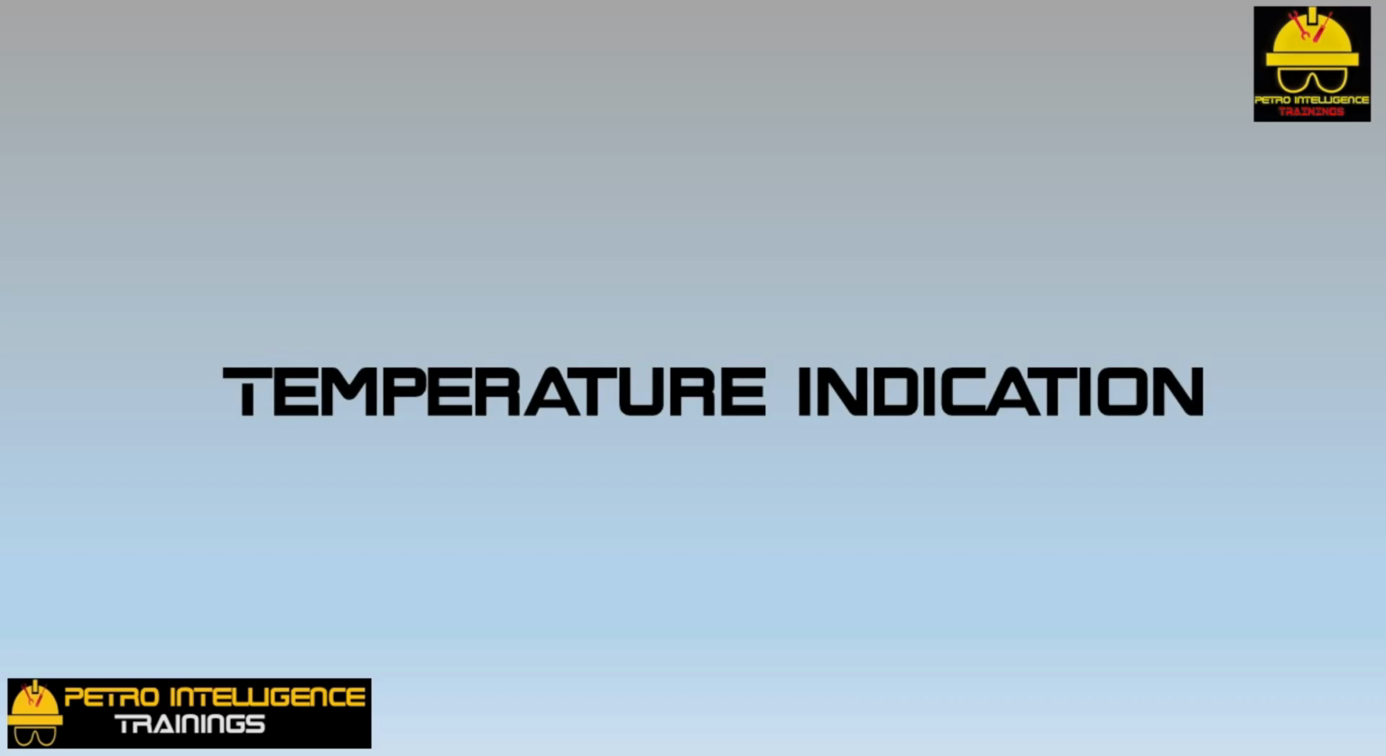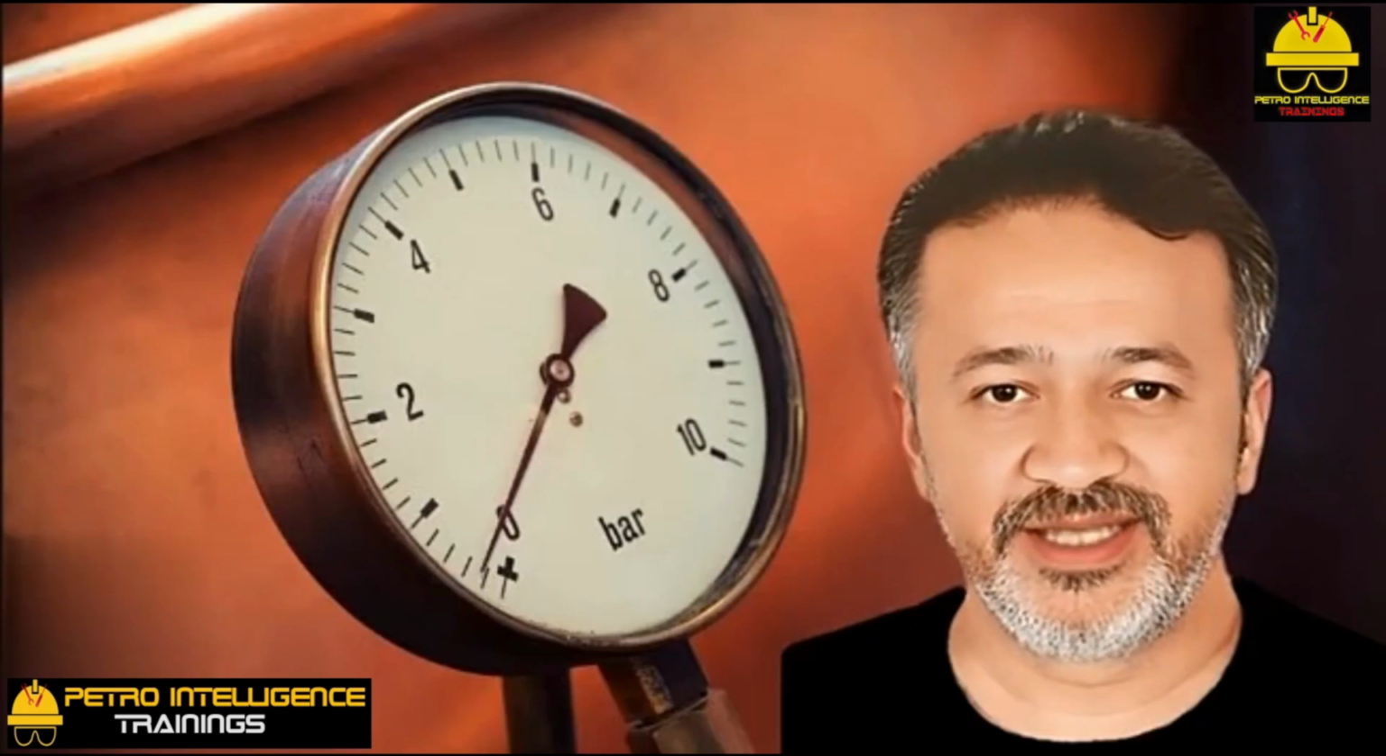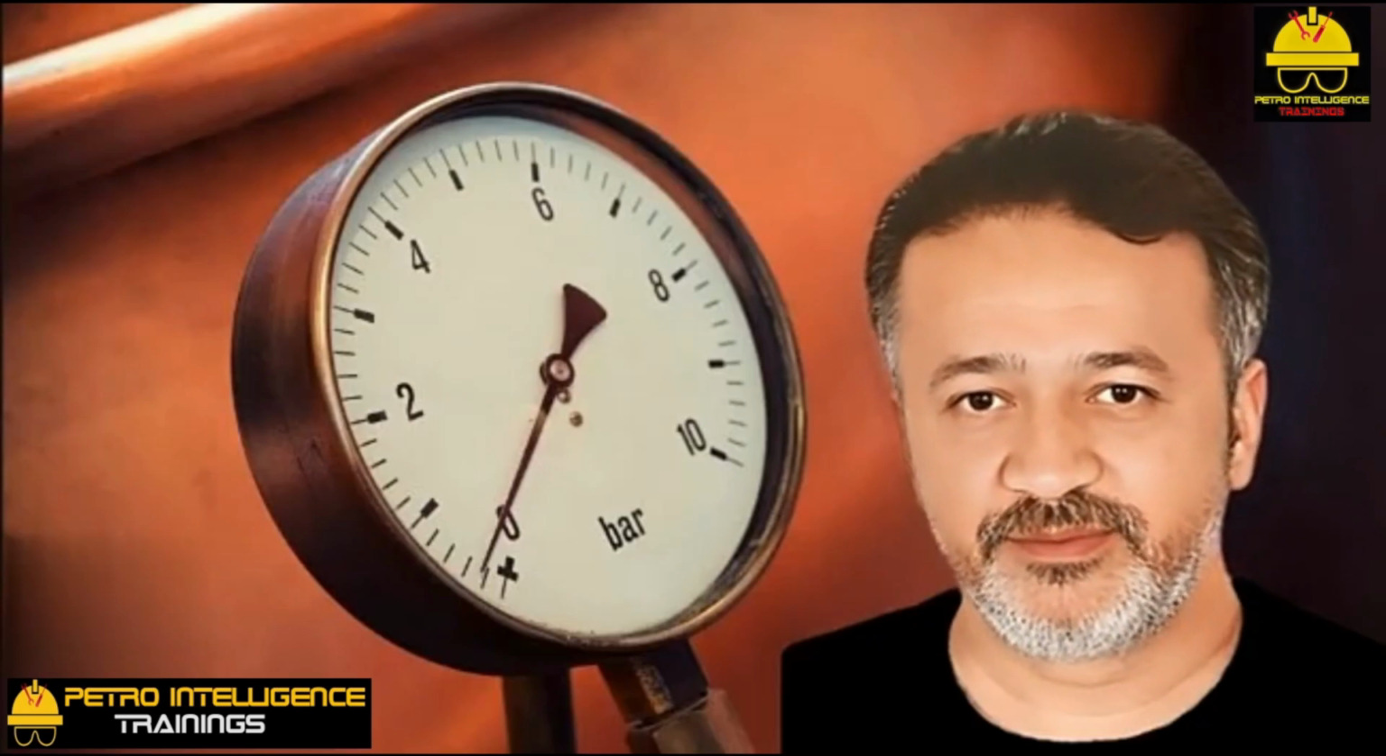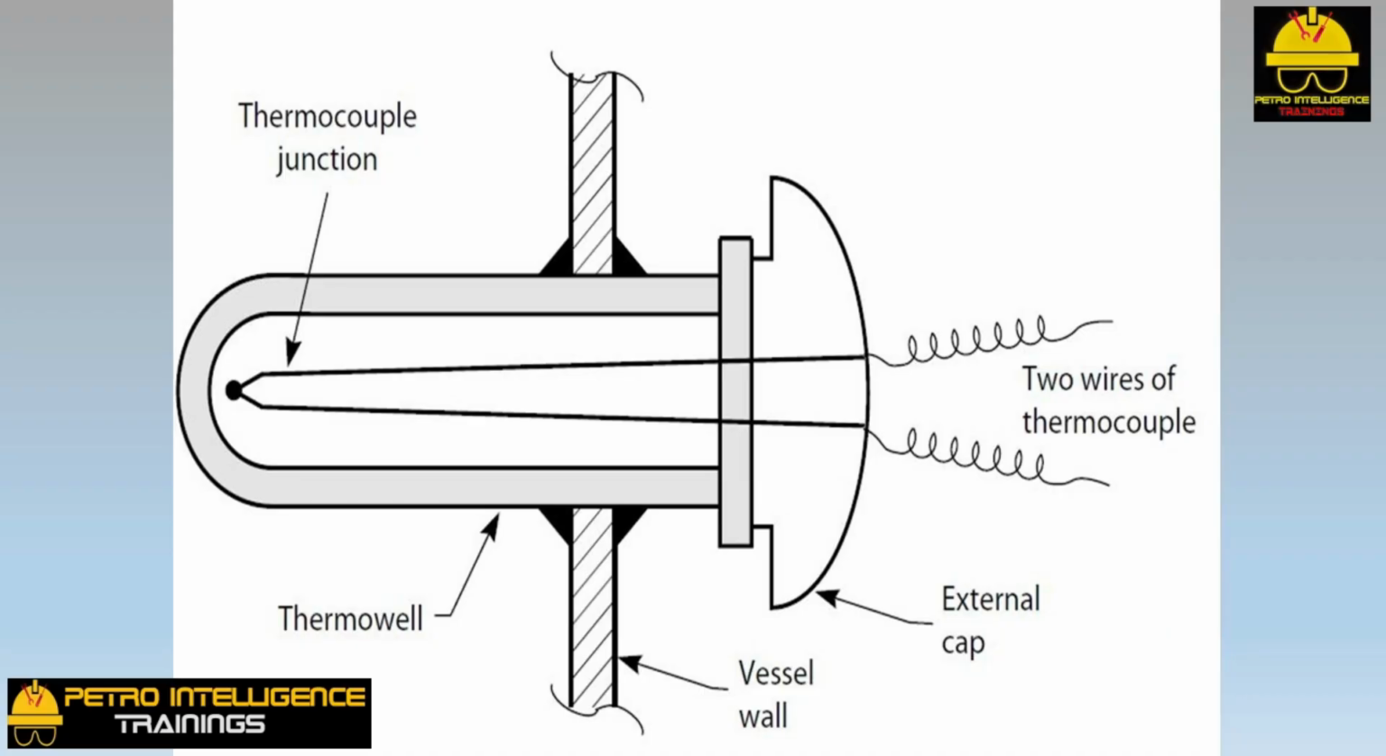Temperature. Temperature indication. This picture shows an ordinary thermowell and thermocouple assembly. The thermocouple junction consists of two wires of different metals. When this junction of the wires is heated, a small electric current, proportional to the junction temperature, is produced. Different metal wires make up the three most common junctions, J, H, and K.